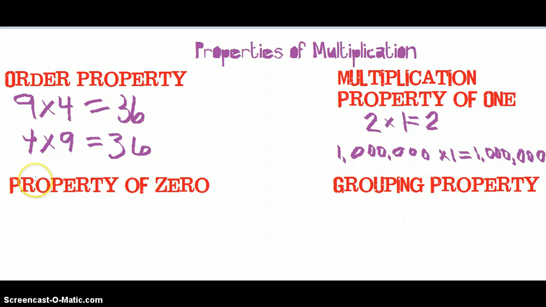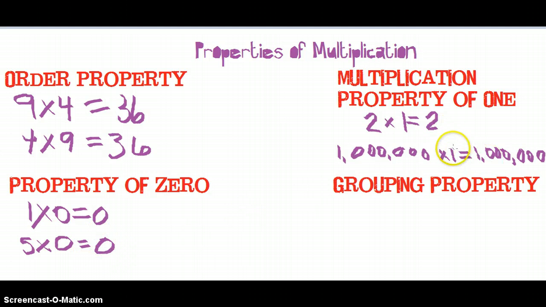The third property is the property of 0. If one factor is 0, the product will be 0. Basically, that's saying that anything you multiply by 0 will be 0. So 1 times 0 equals 0. And 5 times 0 equals 0. Anything times 0 is going to equal 0.